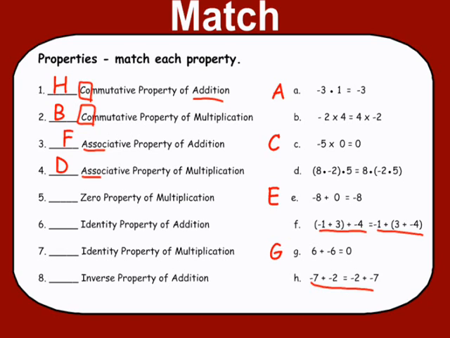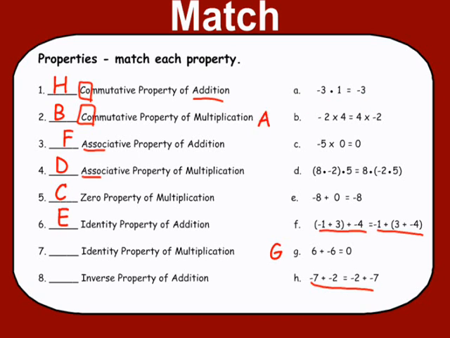Zero property of multiplication. This is multiplying times 0 is 0. Anything times 0 is 0. The identity property of addition. Remember, the identity doesn't change. And if you look at this one, if I add 0 to any number, it doesn't change that number. Identity doesn't change. Identity property of multiplication would be right here. Any number times 1 is still that number.